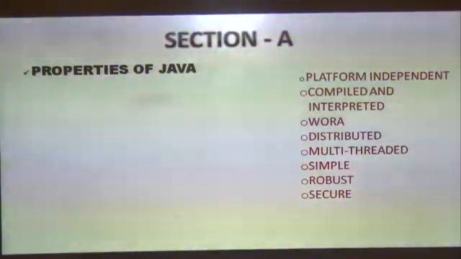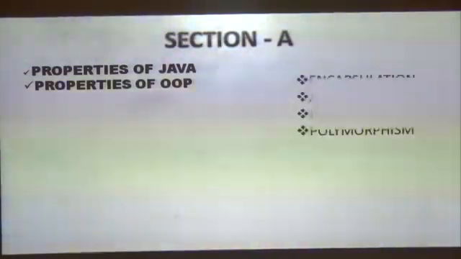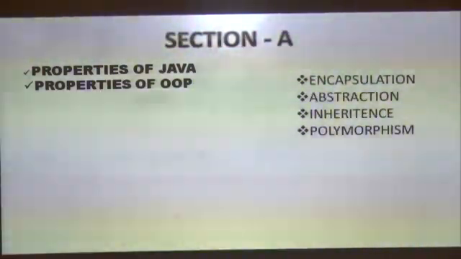Next, we have the properties of OOP. You may get questions on properties of OOP. Again, why I've written these together is because we generally make mistakes or confuse the properties of Java and the properties of OOP. We interchange them. That should be avoided. Some of the very basic properties of OOP are encapsulation, data abstraction, inheritance, and polymorphism. Encapsulation, remember, is the characteristic of object-oriented programming in which the data and the behavior and the properties are encapsulated within an object.